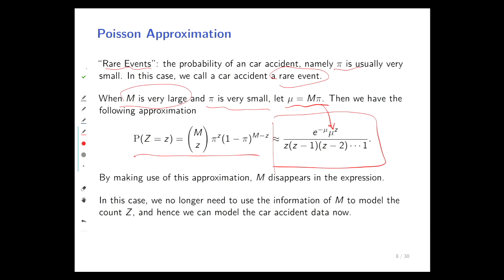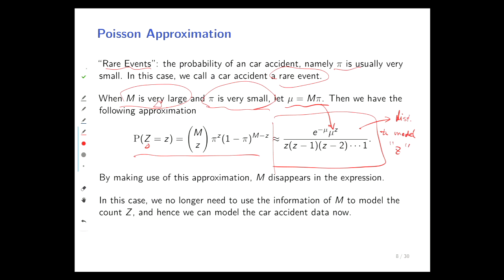This is a very classical approximation, and you do not need to derive it by yourself. You just need to know that it's actually a conclusion. If we have rare events and also the number of trials is very large, we are going to have this approximation to describe the distribution of count Z. So we can use the distribution on the right side to model Z, which is our count response, when we have this rare event situation.